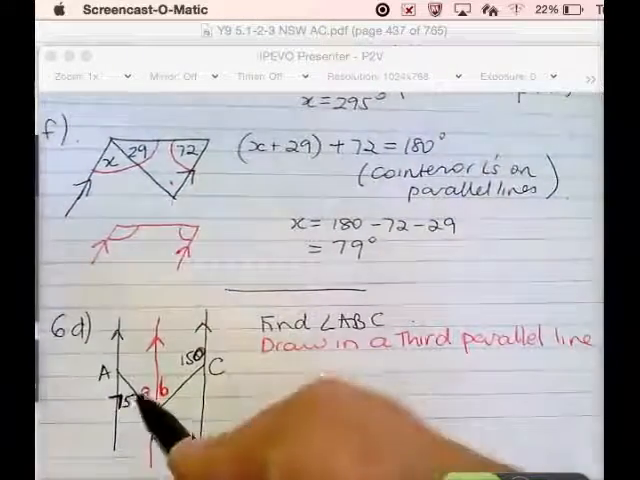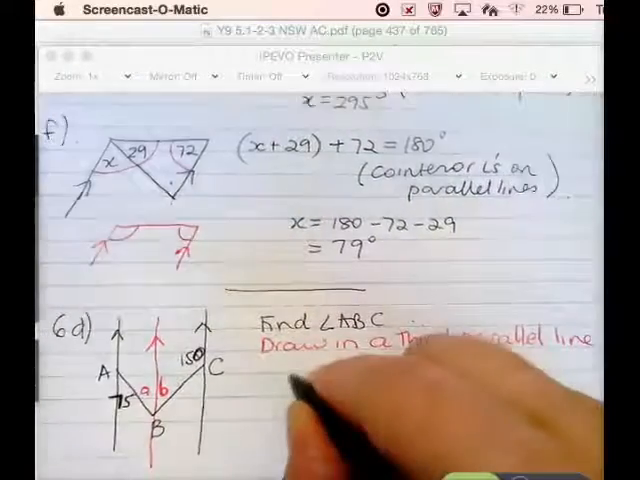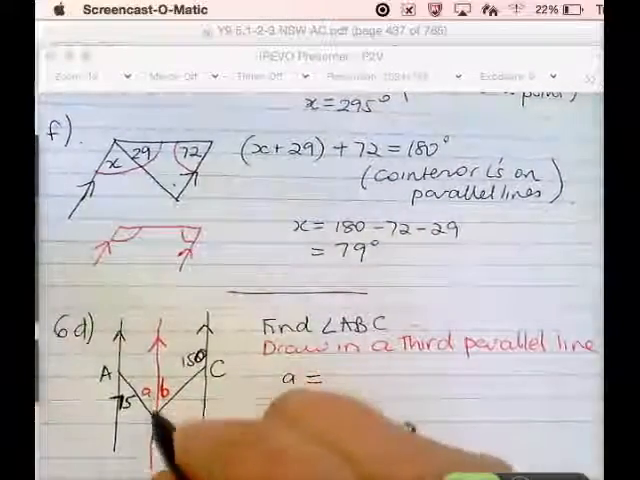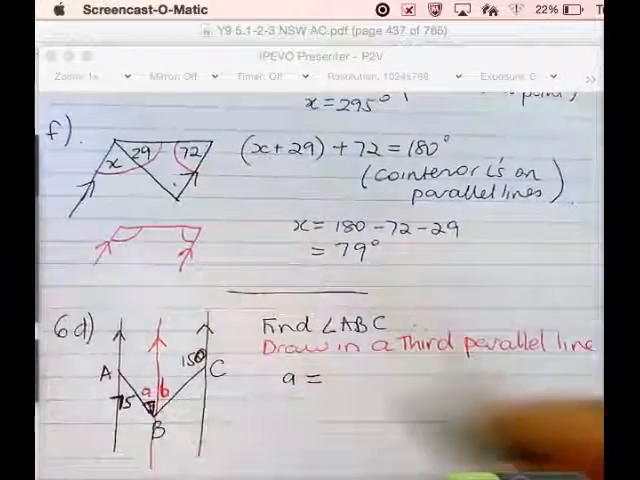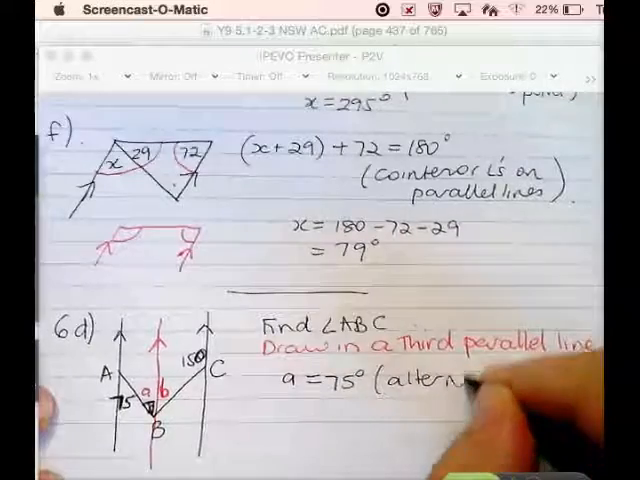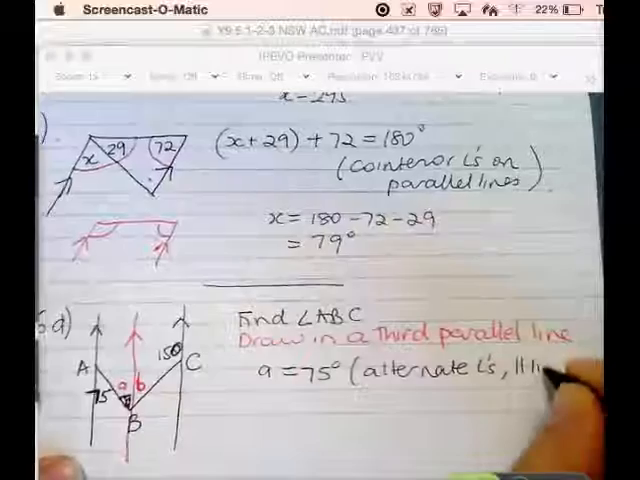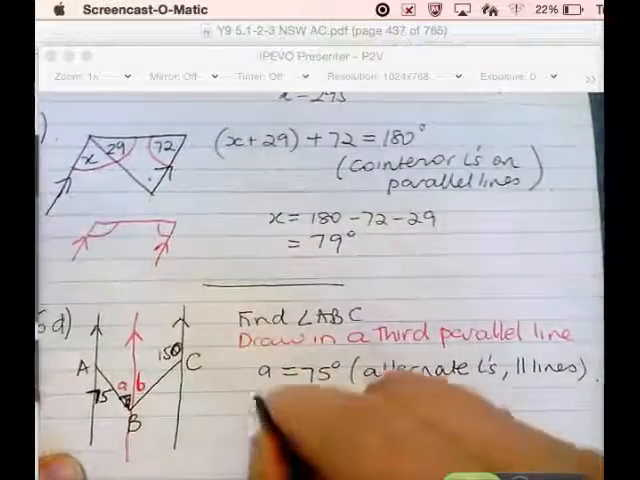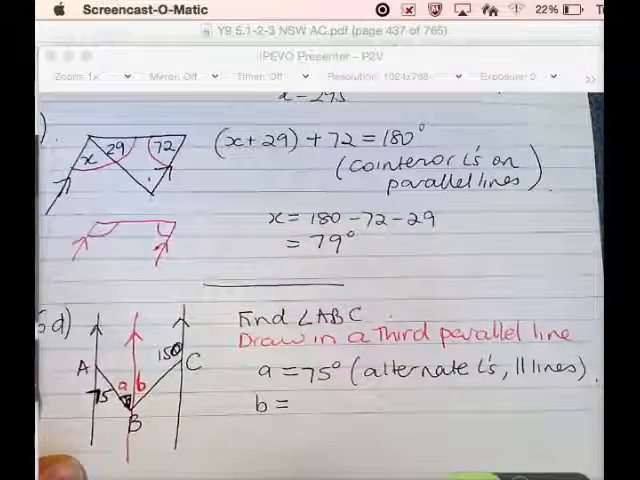So what can I do to find out that whole angle? I can work it out in two parts. Little a is equal to what? Little a, this bit, equals what? 75. Why? It's an alternate. Yeah, alternate angles, parallel lines. You can just go like that, parallel lines.